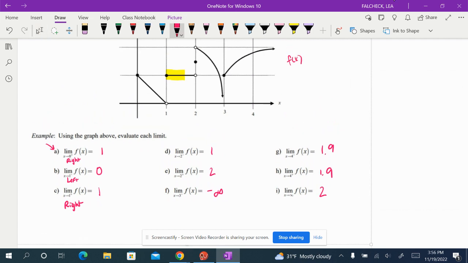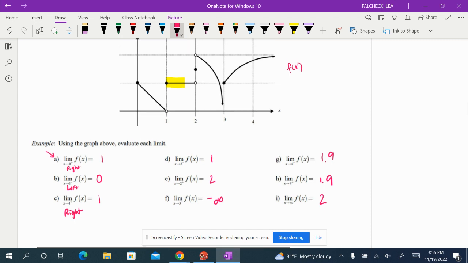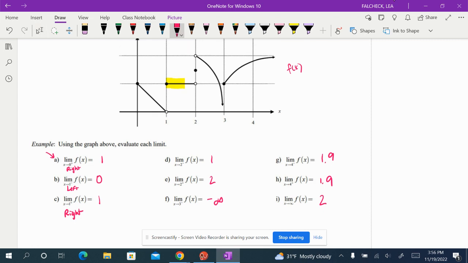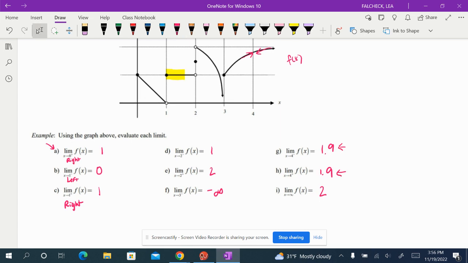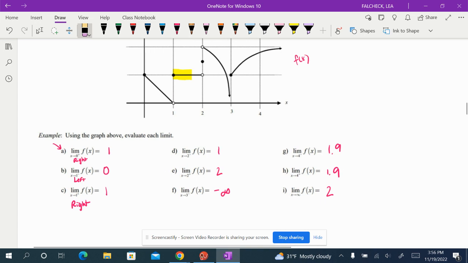So here, as we're approaching 4 from the right and 4 from the left, you could say that it's like approaching 2. So if you put 2 here for either one of these, that's totally okay. I was just like, oh, it's not quite at 2. I would say 1.9. But if you put 2, we're both thinking of the same thing. You're good.